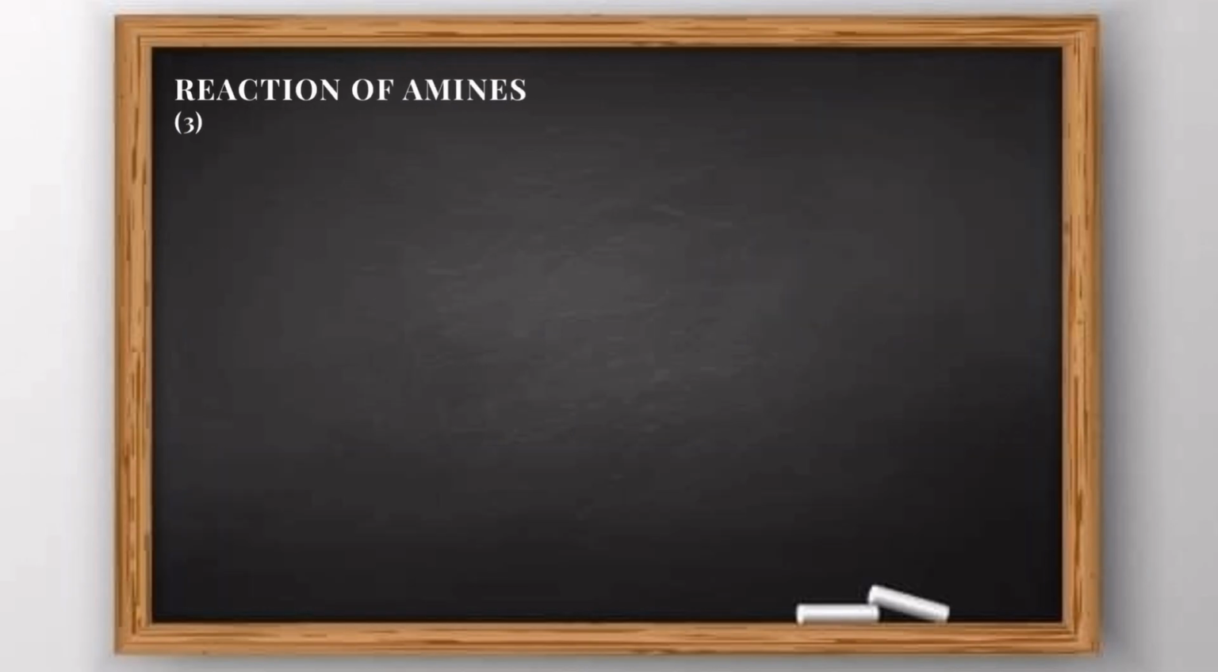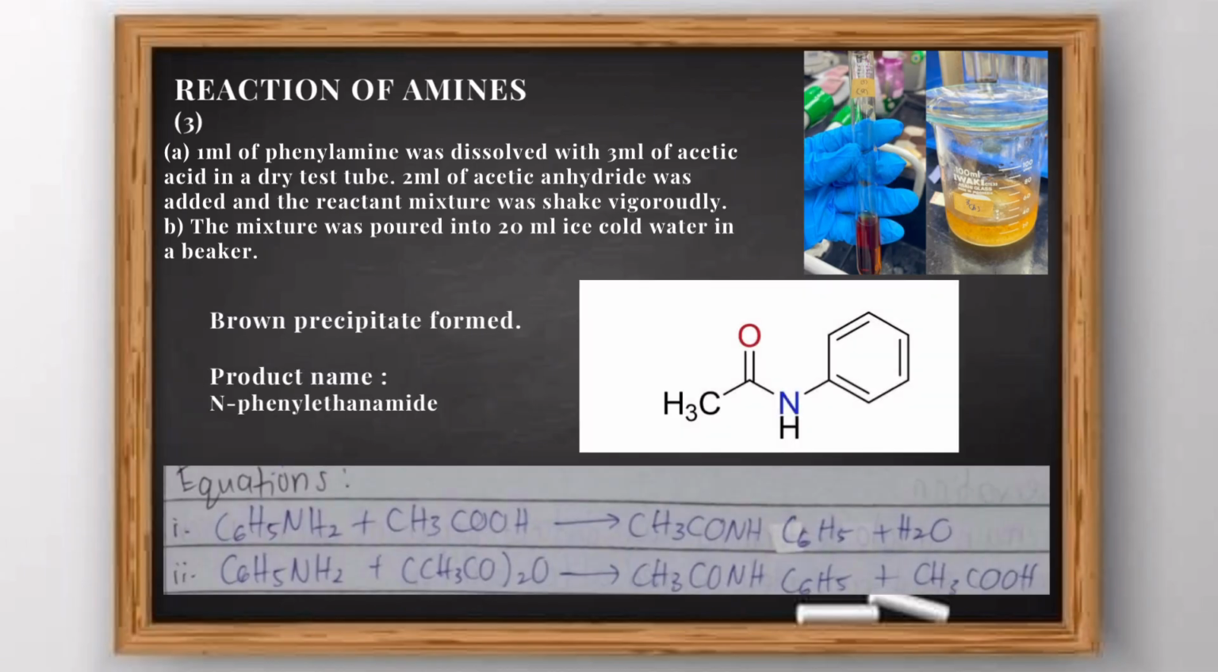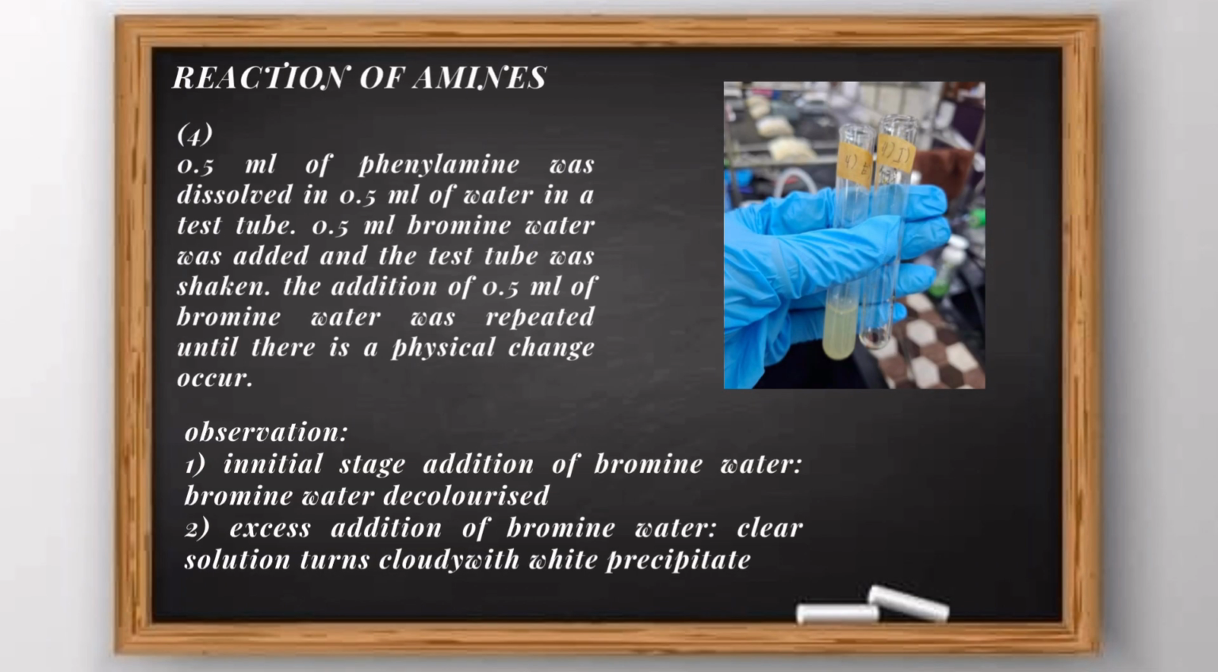In experiment 3, we want to test the reaction of amine with acetic acid. As the procedure states, observation and equation given in the slide, we can say that this experiment creates a product named N-phenylethanamide. In the fourth experiment, phenylamine was reacted with bromine water. The brown color of bromine water gradually disappeared, indicating that a chemical reaction had taken place. This occurred because the amino group activates the benzene ring and makes it more reactive towards electrophilic substitution.